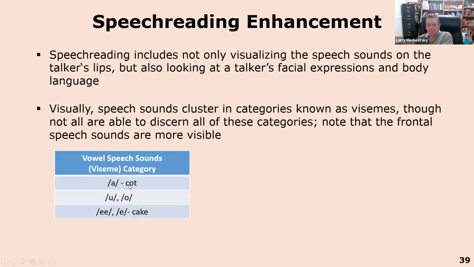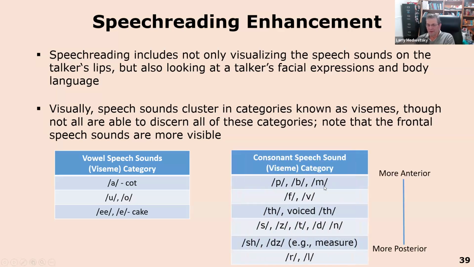So here, for example, there are vowels like ah, where you can see the opening. Oo and O are pretty similar. That would be another category. E and A are pretty similar. So five sounds, but only three visible categories.